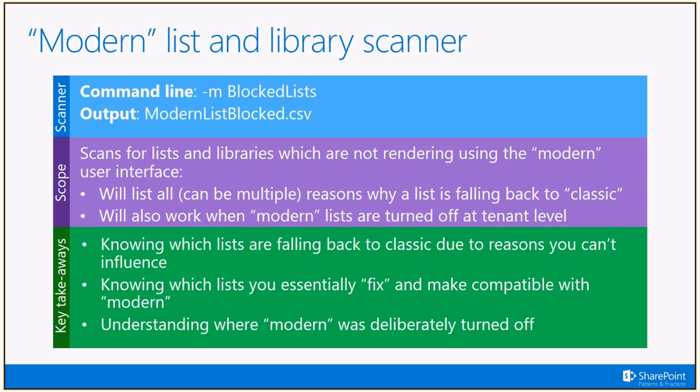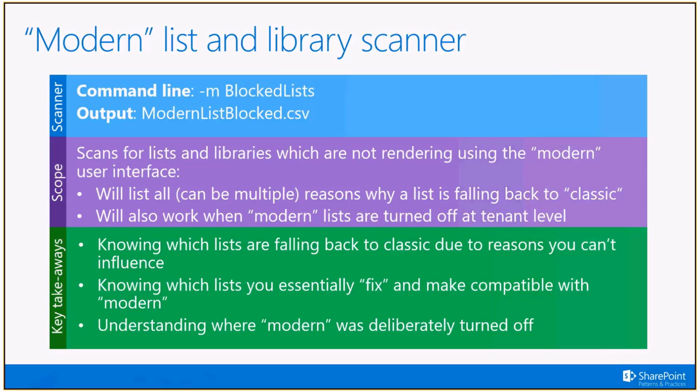And a third key takeaway from this scanner is the thing that Vesta mentioned before: it would be interesting to know which lists and libraries got modern turned off by the user, either the site administrator because he activated the blocking, the site collection or web scope modern block feature, or the user because they turned it off at the list level. So the report will tell you that as well.